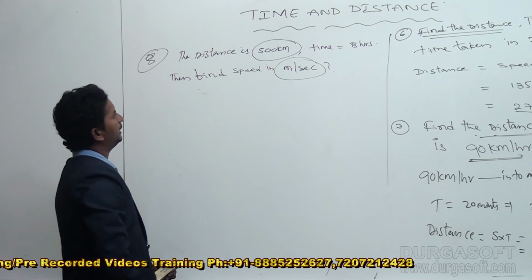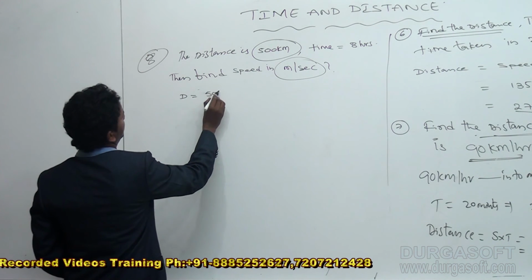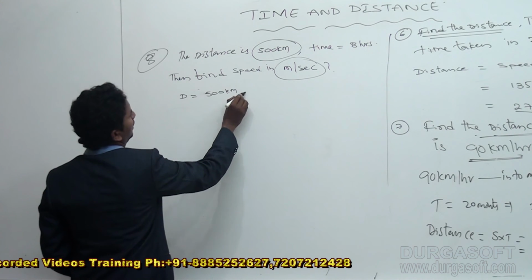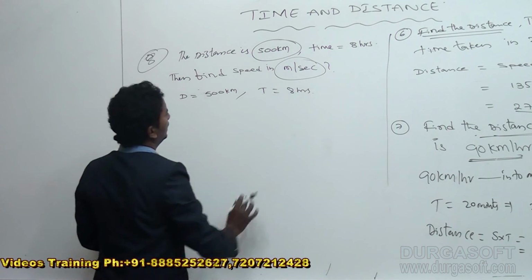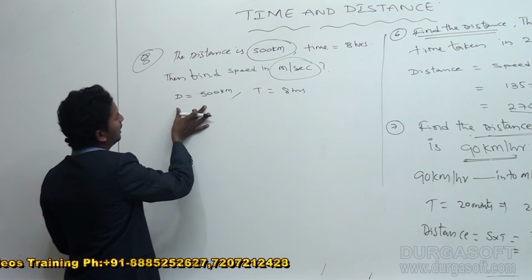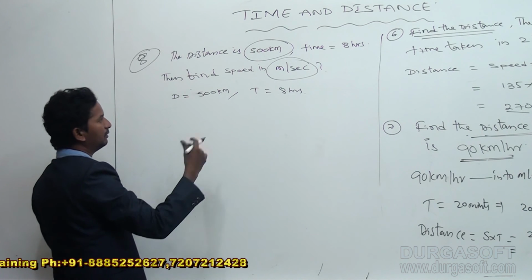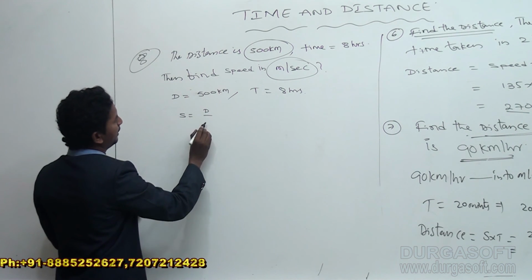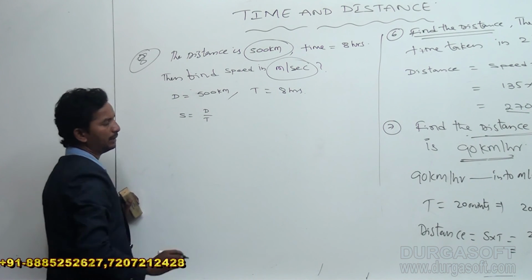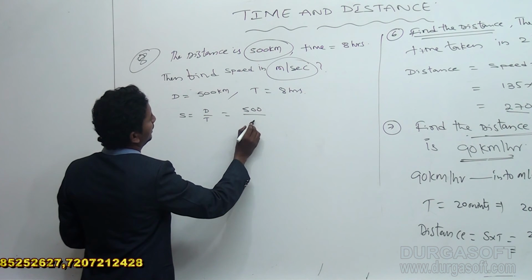Distance is equal to 500 kilometers. Time is equal to 8 hours. The speed is equal to distance by time. So 500 kilometers divided by 8 hours.